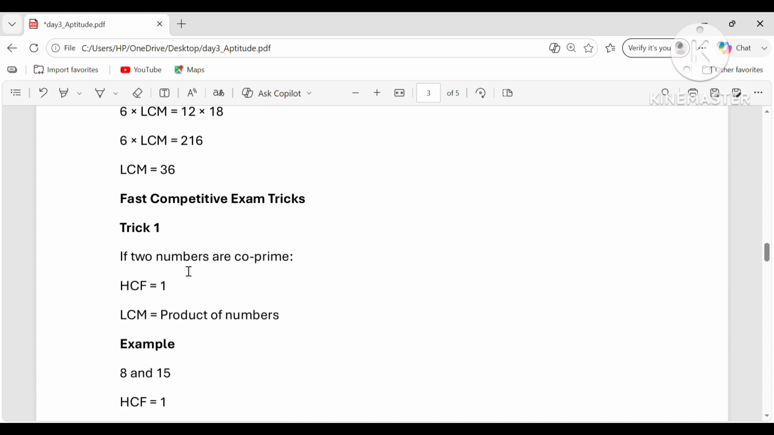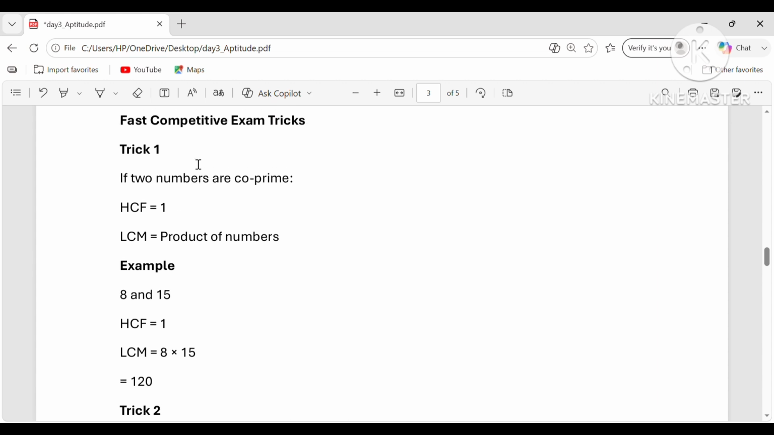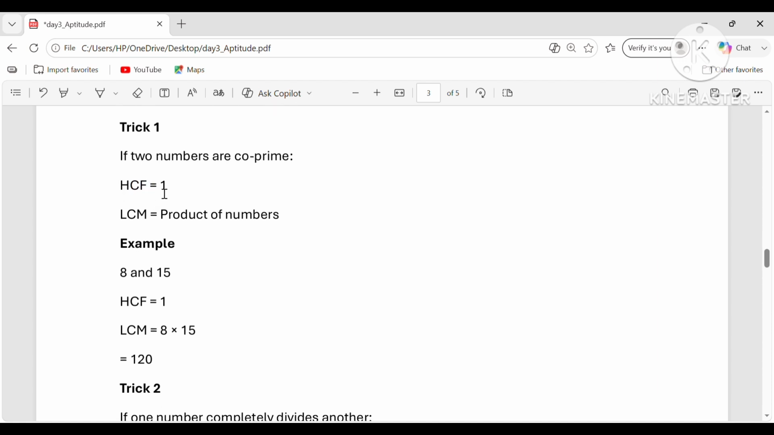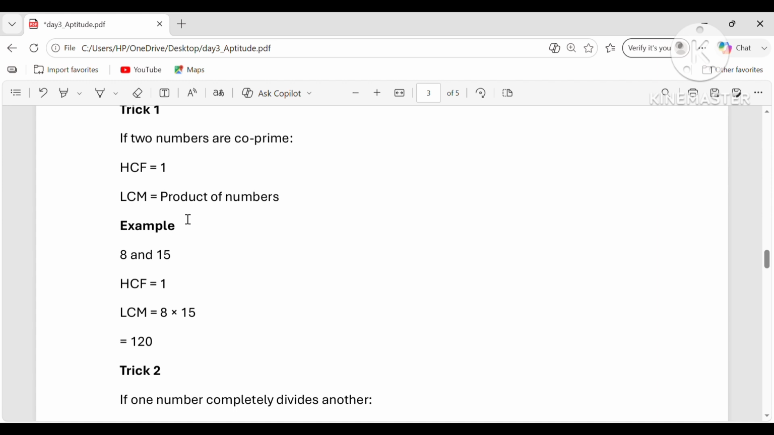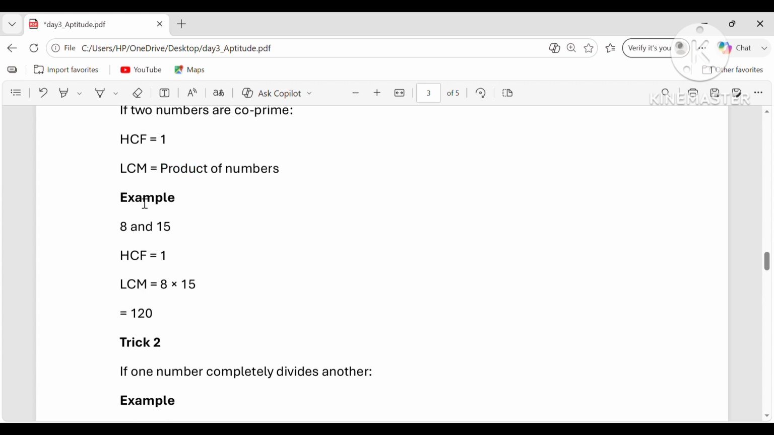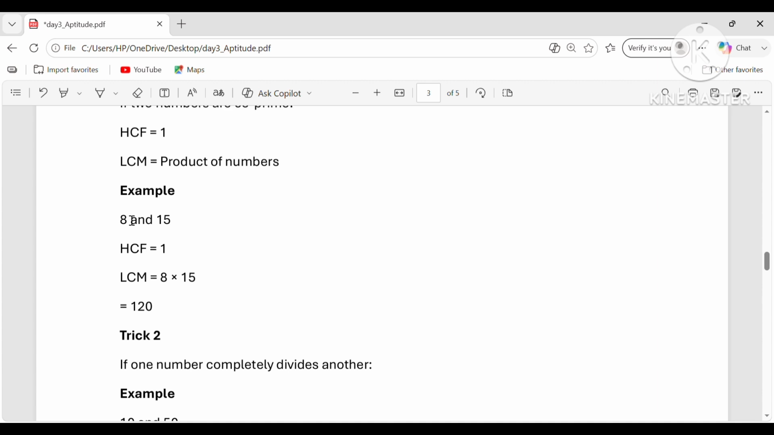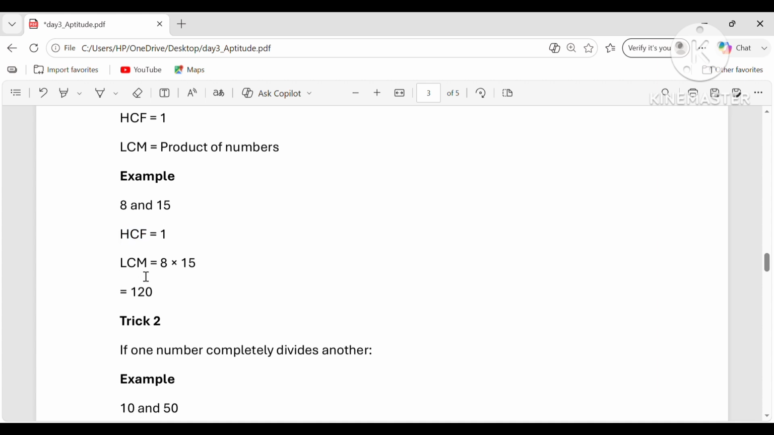The fast competitive exam tricks are: trick 1. If two numbers are co-prime, meaning consecutive numbers, HCF equals 1. Always it will give 1 only. LCM equals the product of the numbers. Whatever the numbers they gave, the product is the LCM. For example, 8 and 15. 8 and 15 are co-primes. So the HCF equals 1 and LCM equals 8 into 15. So we got 120 as the LCM.